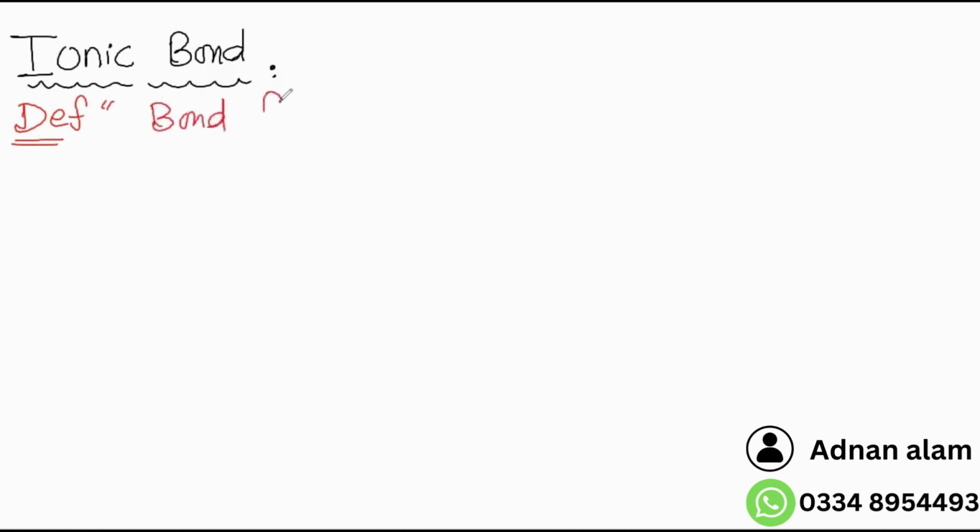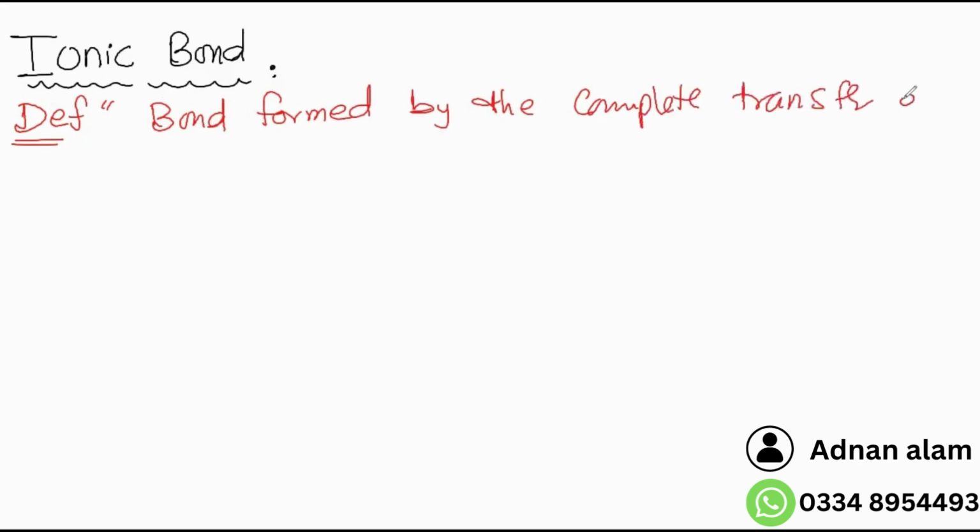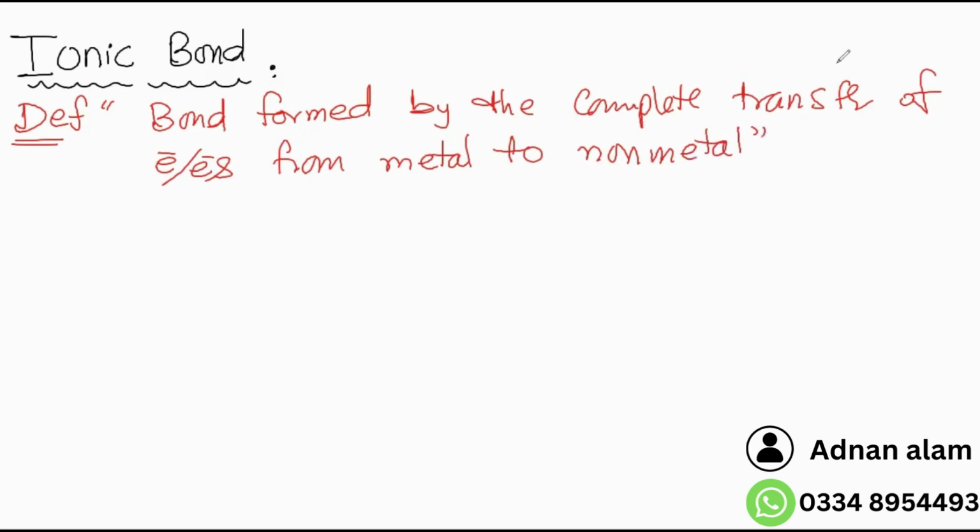Bond formed by the complete transfer of electron or more than one electron. So complete transfer of electron or electrons from metal to non-metal. So ionic bond will form between metal and non-metal.